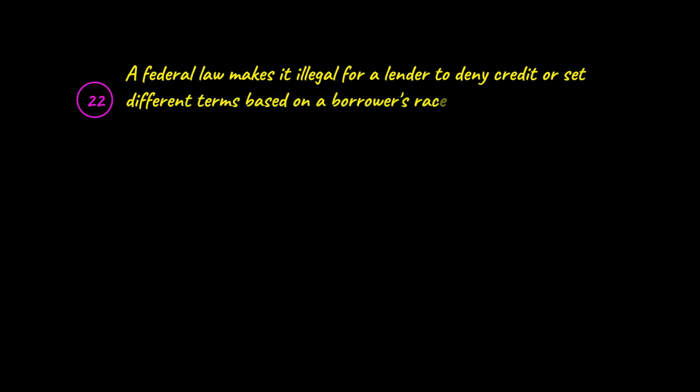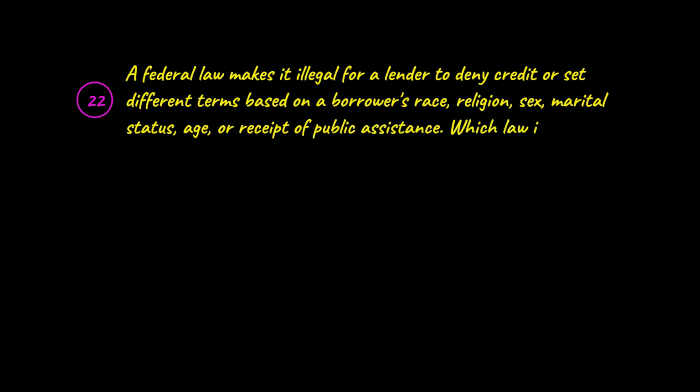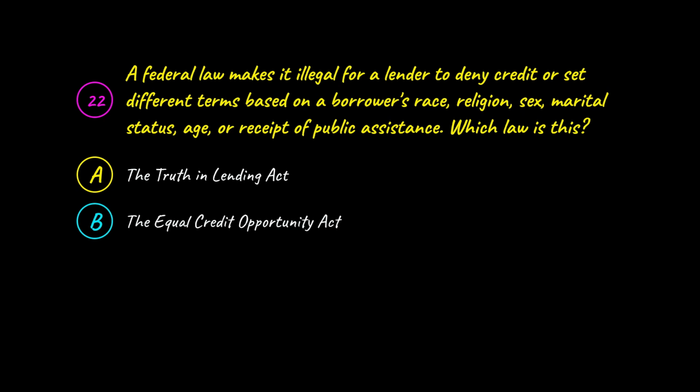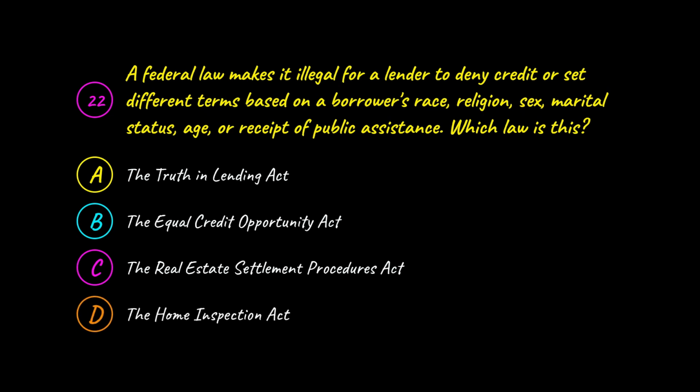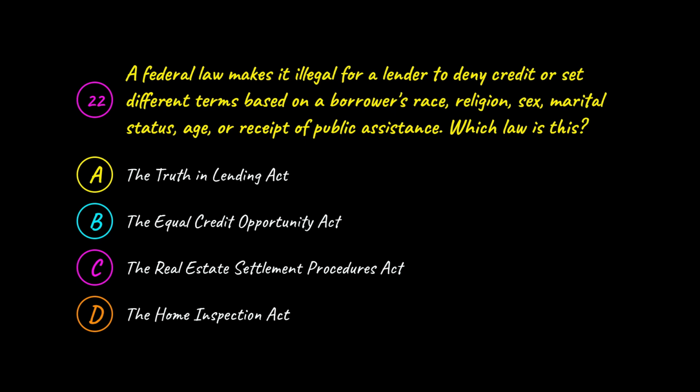Question 22. A federal law makes it illegal for a lender to deny credit or set different terms based on a borrower's race, religion, sex, marital status, age, or receipt of public assistance. Which law is this? Your options are A. The Truth in Lending Act, B. The Equal Credit Opportunity Act, C. The Real Estate Settlement Procedures Act, D. The Home Inspection Act. Which would you go with? Lock it in before the reveal.